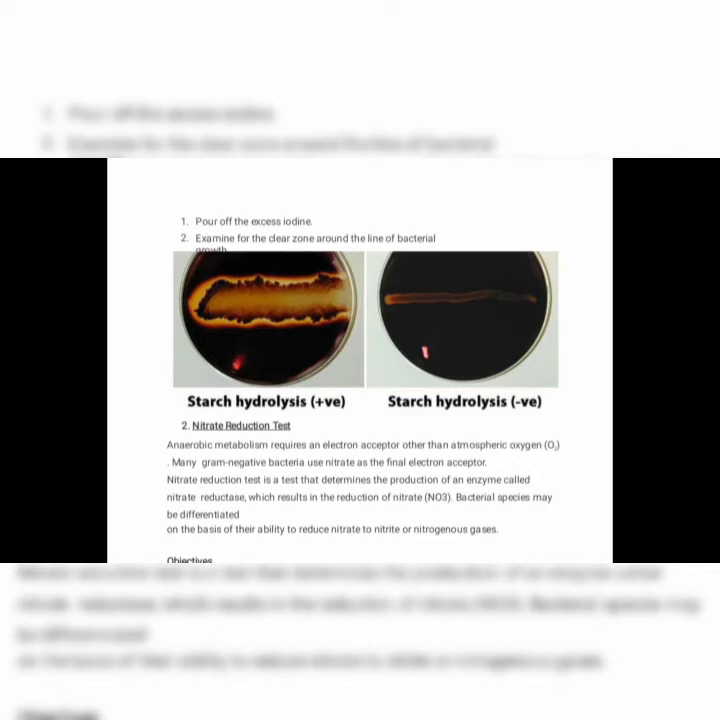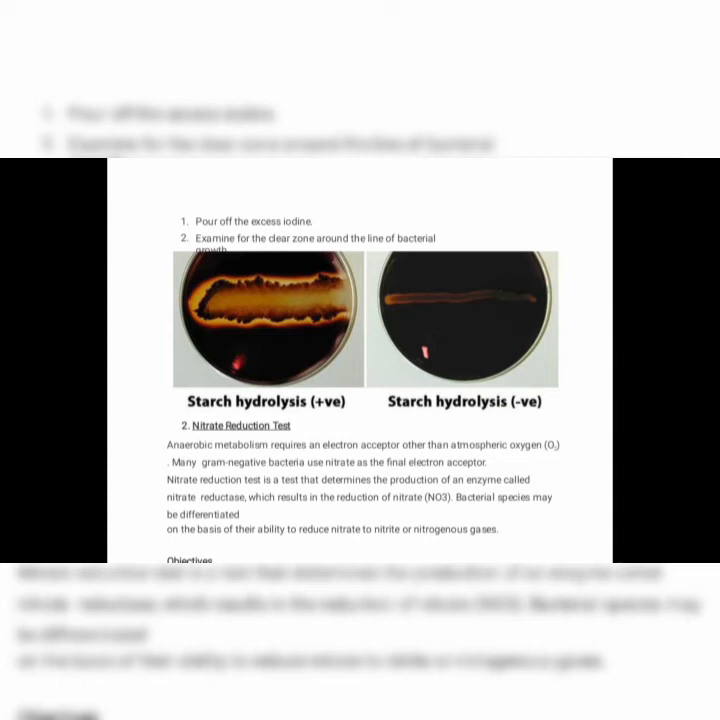If there is a clear zone in the center of that media where we streaked our bacteria, that shows that starch has been hydrolyzed there. Because of the lack of starch, iodine will be unable to make its darker color there. So when there is a lack of starch, there will be a clear zone around that streak.